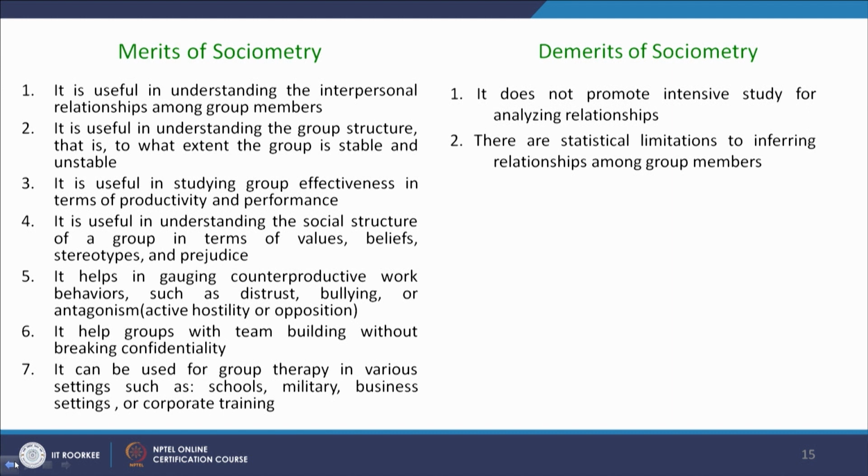That is the most obvious purpose of sociometry. It is useful in understanding the group structure, that is, to what extent the group is stable or unstable. Sometimes every member gives only one choice to work with, and there is no other choice for any member. This simply shows that the social structure of the group is very weak.